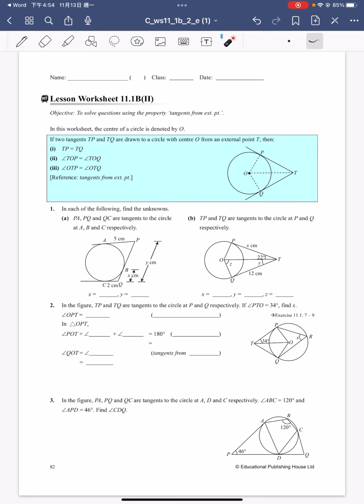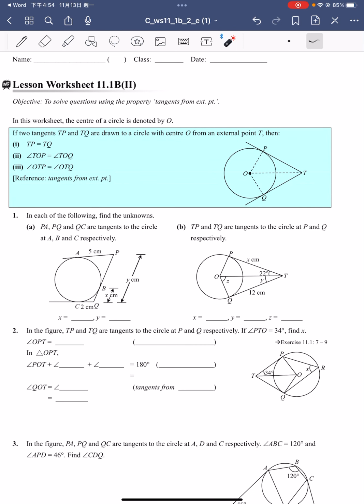If you want to prove this, it's quite easy, because we learned last time that the tangent line is perpendicular to the radius. First of all, we have angle OPT equal to angle OQT, which is 90 degrees. Together with OP and OQ being radii, and OT being the common side, we can use RHS to prove that triangle OPT is congruent to triangle OQT. So these three things are the properties that follow from the congruent triangles.